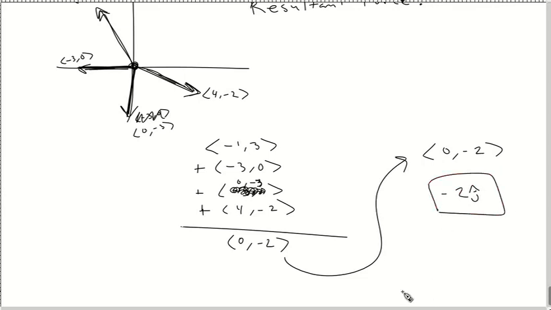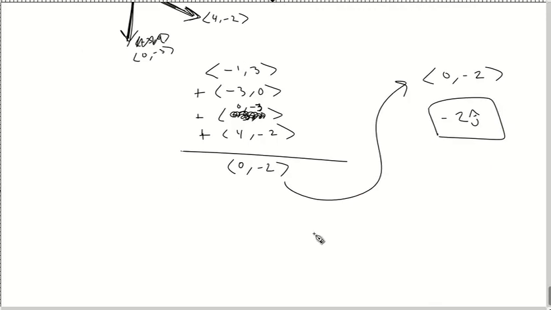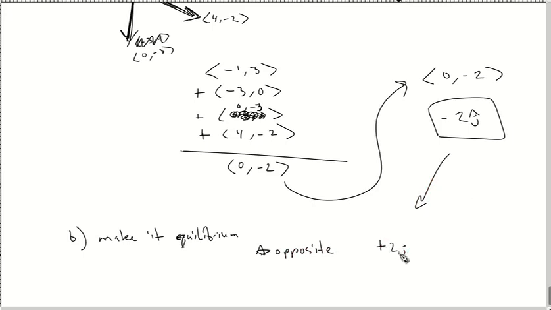That's fine. Now, part B says we want to make it in equilibrium. Oh, don't ask me to spell this. Okay, equilibrium. There you go. How do you make it into equilibrium? Well, what they're saying is that we should use the opposite. What's the opposite of this guy? It's going to be a positive 2j. Oh, wow. Really? Yes, really.